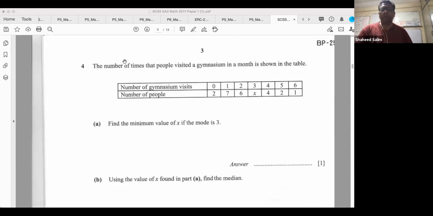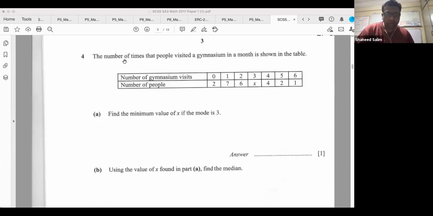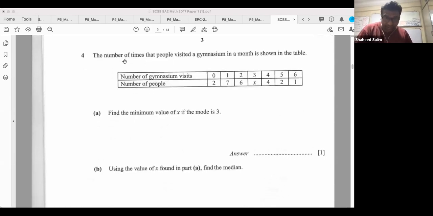Next one now. The number of times people visited a gymnasium. You know what's gymnasium, right? It's a short form for gym. Okay, in case you don't know. You all know the difference with laboratory, right? Lavatory, you know, lavatory is toilet. Okay, but anyway.